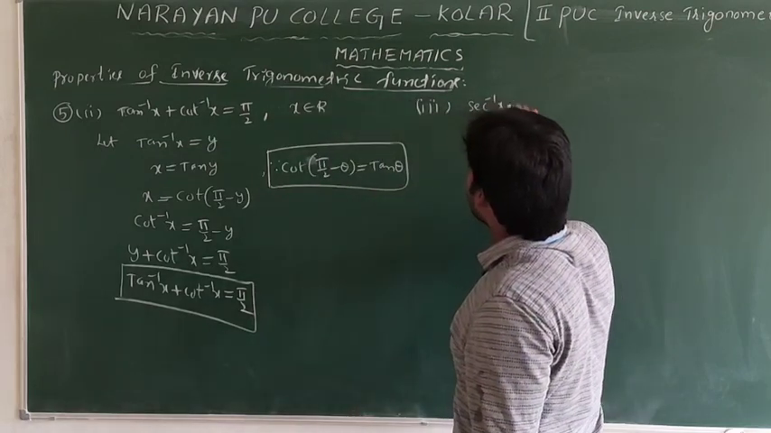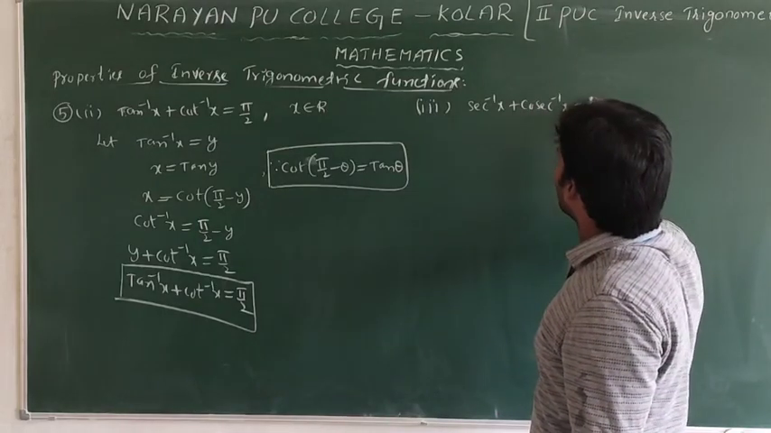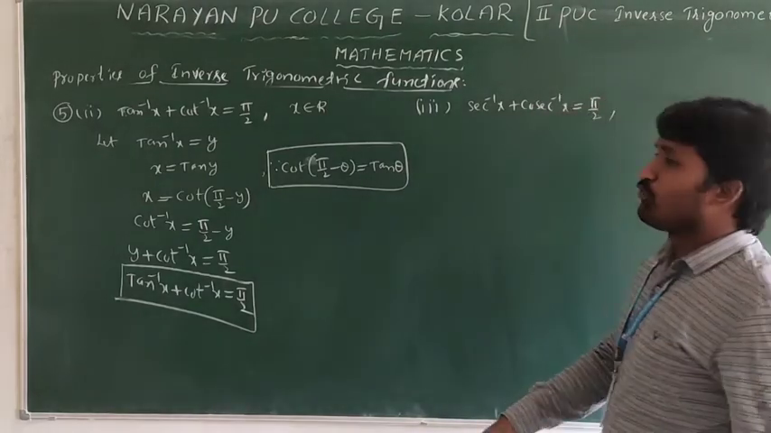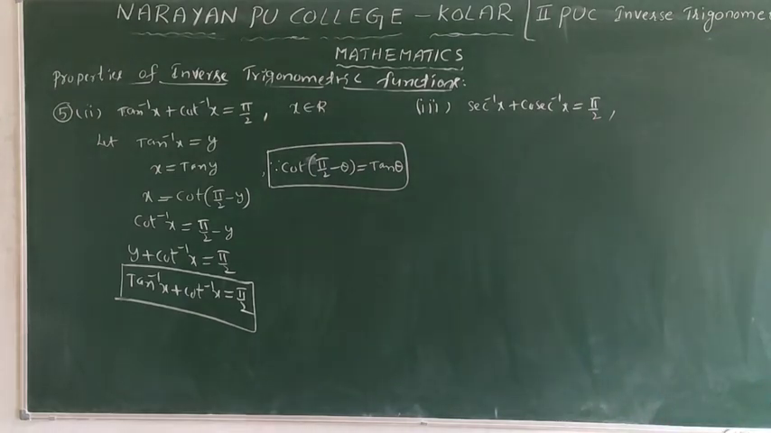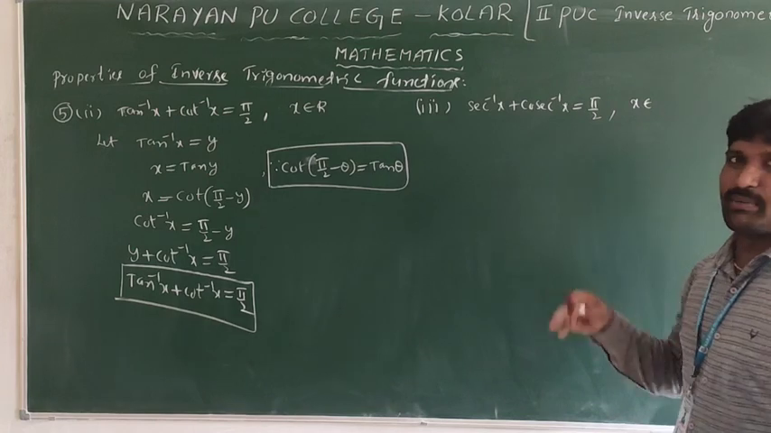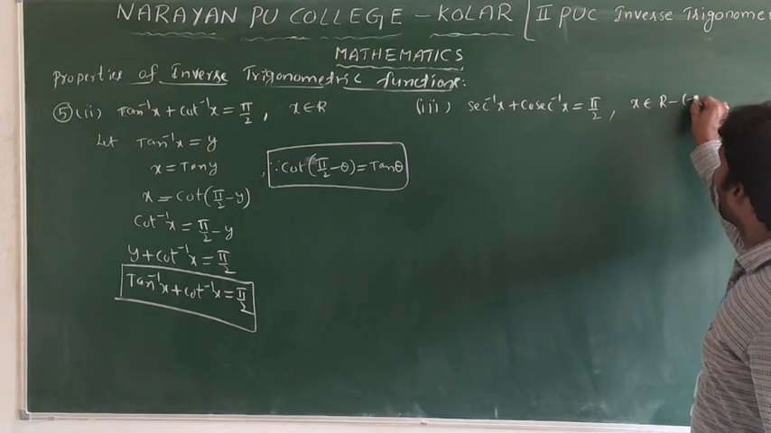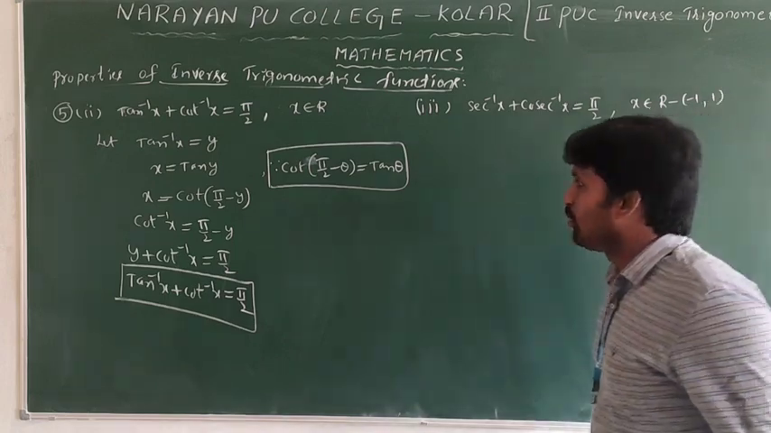Secant inverse x plus cosecant inverse x equal to pi by 2. Formula wise also, each and every property is very, very important. And what is the common domain, the common x values for both? Clearly R minus the open interval (-1, 1).